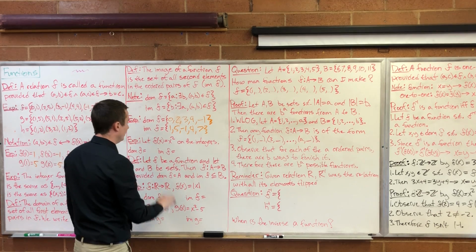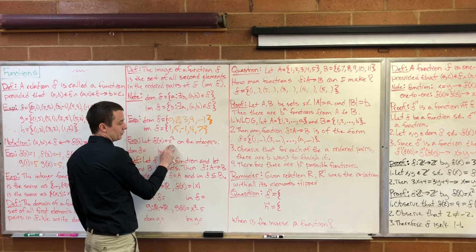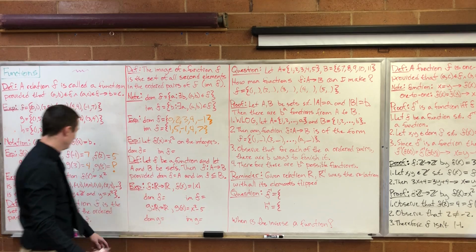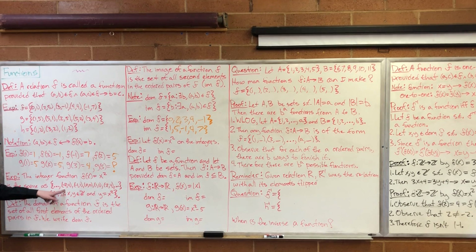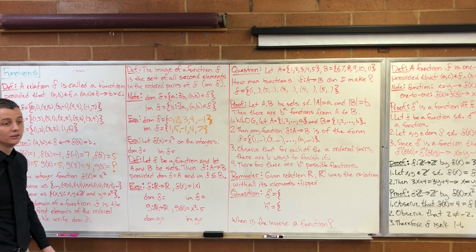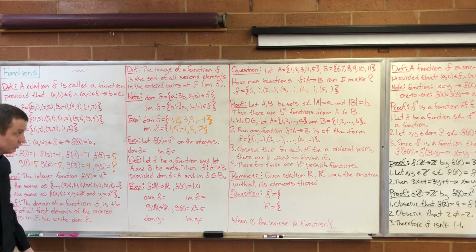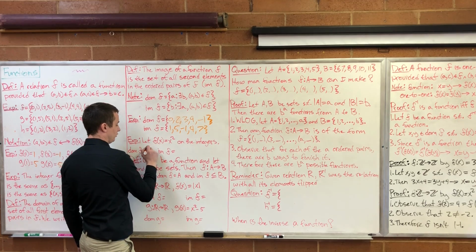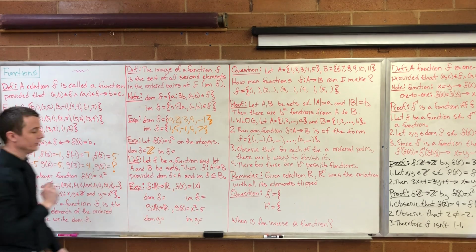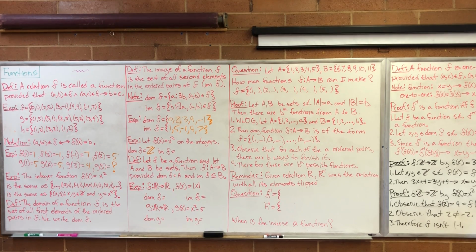Let's do another one. Let's look at f of x is equal to x squared on the integers. What's its domain? All the x's. All the integers. It's infinite. It's all the integers, so this is just Z. What's the image of f?